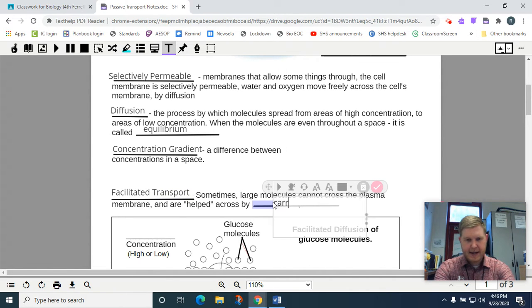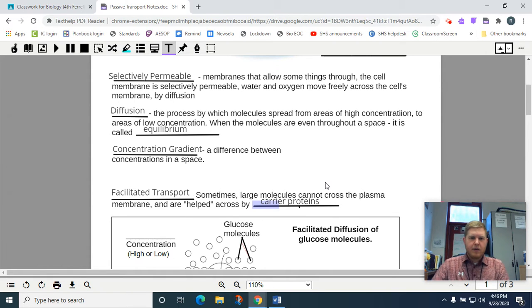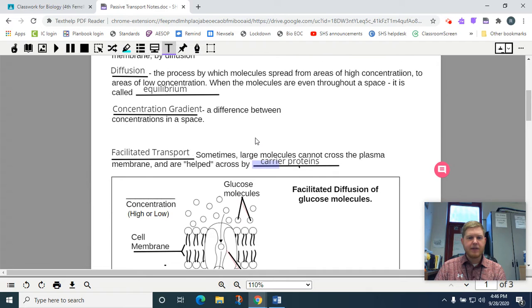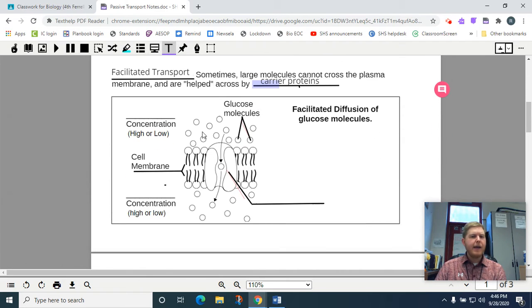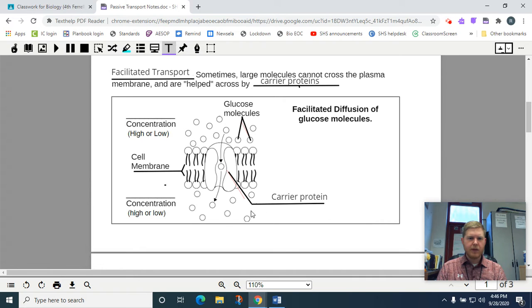And it's going to need help by carrier proteins. So this is still going from high to low concentrations, but it's just going to need help with carrier proteins. So if we're looking here, we have the outside of the cell, and we'll say this is the inside of the cell. And if we look here, this is our carrier protein. And these little dots are glucose.